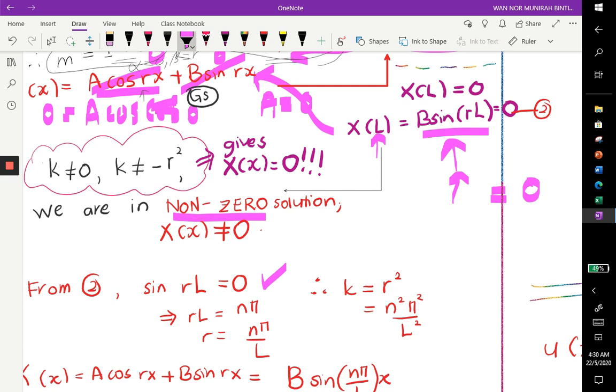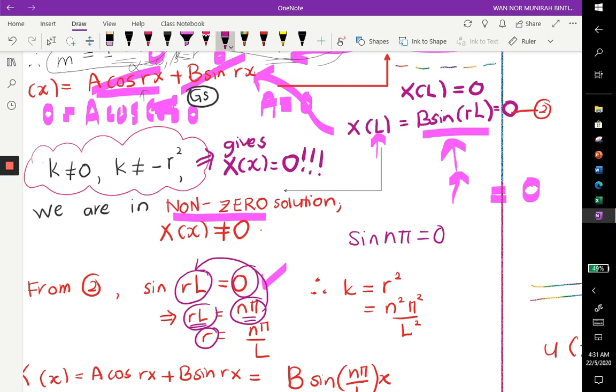What is the value of sin that will make the solution 0? You will always have sin n pi equals 0. Sin n pi memang kosong. So we just compare sin RL equals 0. How do you get 0? So RL equals to your n pi, so that when you substitute here, sin n pi equals to 0. So that is why we compare n pi and RL. We want to find what is the correct value of R, so that R equals to n pi over L.